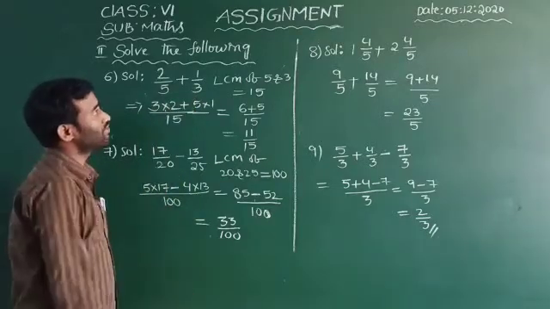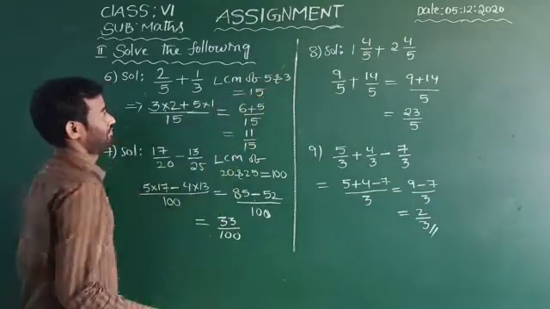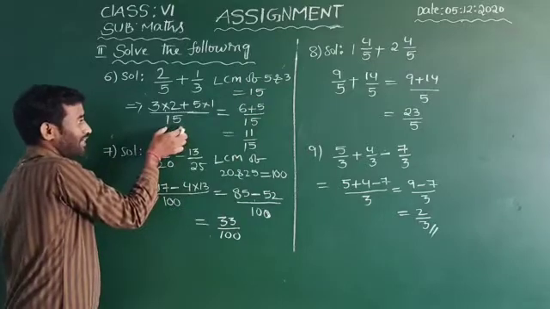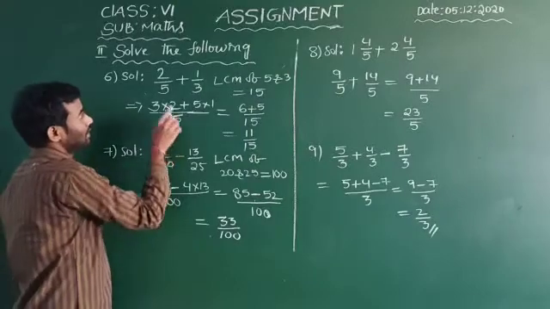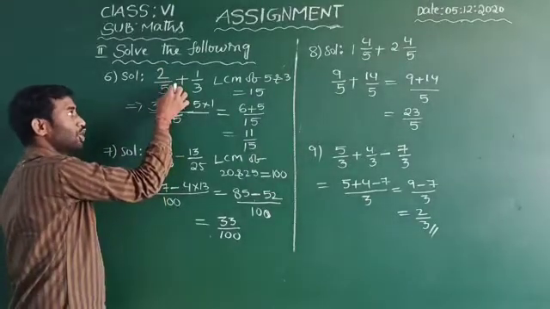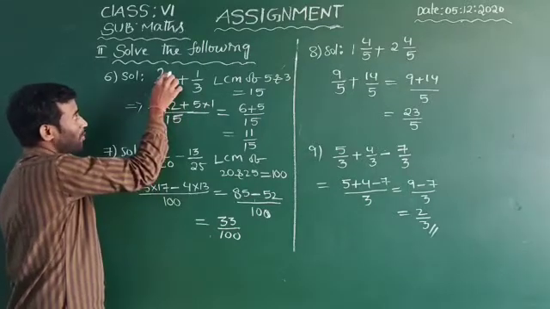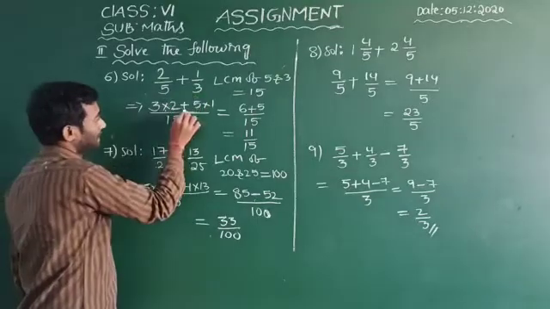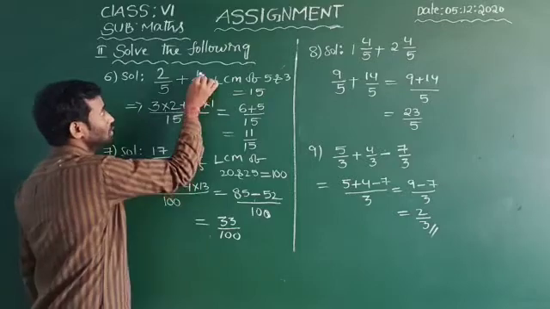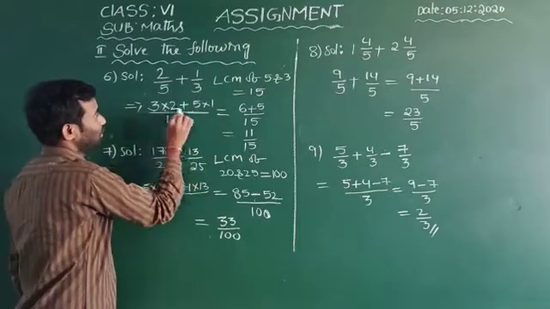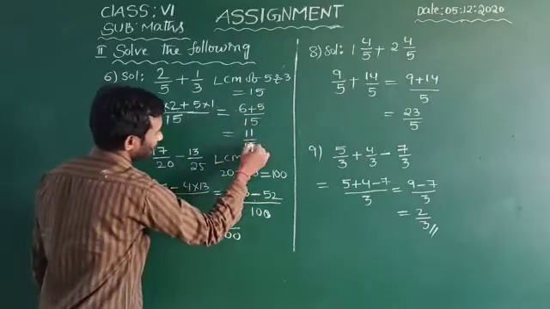In that process, we need to find the LCM of 5 and 3. The LCM of 5 and 3 is 15. So we take 15 as the divider, that is, the denominator. Now, for the first fraction, we divide the LCM by its denominator. 5 threes are 15, so 3 goes into the numerator of the first fraction, 3 times 2 is 6. Plus, 3 fives are 15, so 5 goes into the numerator of the second fraction, 5 times 1 is 5, over 15. That is 6 plus 5 is 11 by 15.